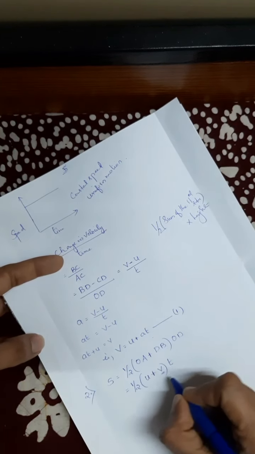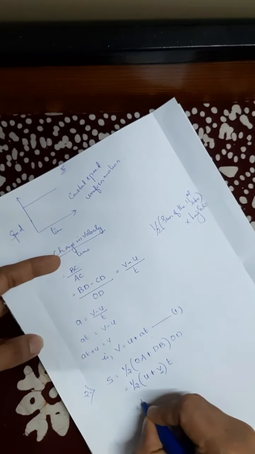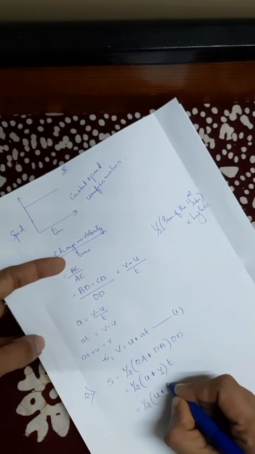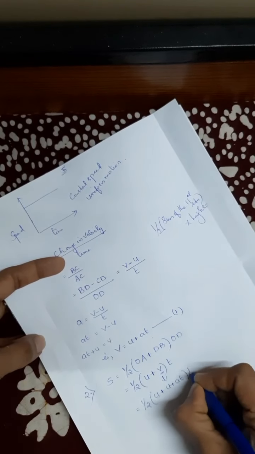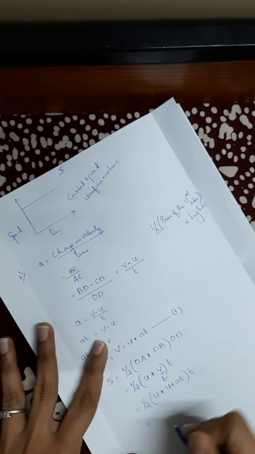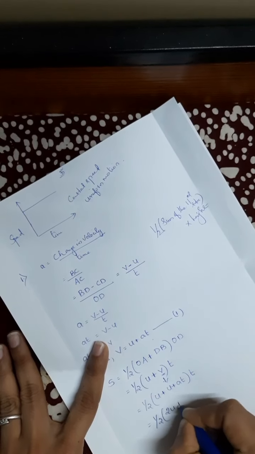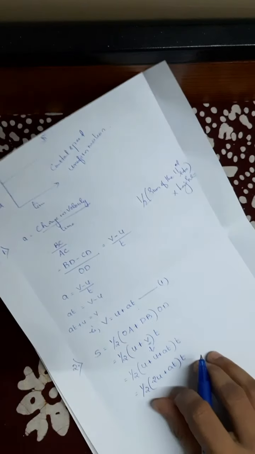Now here we are going to substitute this value. So half into u plus, instead of u, what are we going to substitute? u plus at into t. Now while multiplying this inside, what will come? Before that, u plus u, 2u plus at into t. Okay, so now what will come?